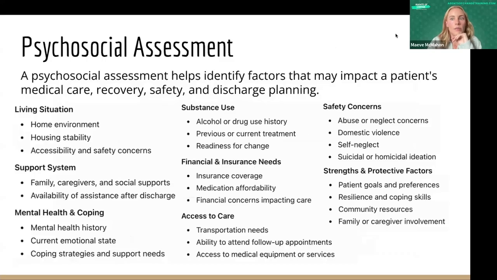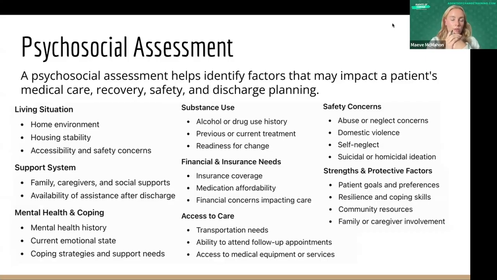Okay. So something I think a lot of us learned about in grad school probably is psychosocial assessments. A psychosocial assessment helps identify factors that may impact a patient's medical care, recovery, safety, and discharge planning. So these are just some examples of questions that might come up in a psychosocial assessment. Not all of these topics are going to be appropriate for every assessment that you do, but all of these will come up at some point with different patients.